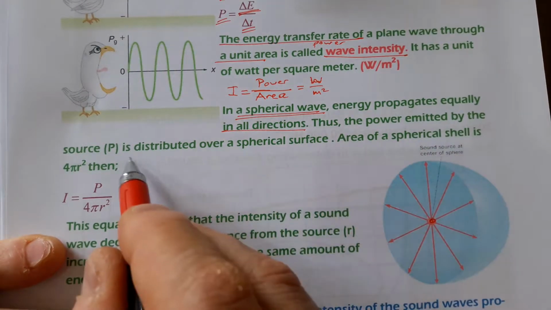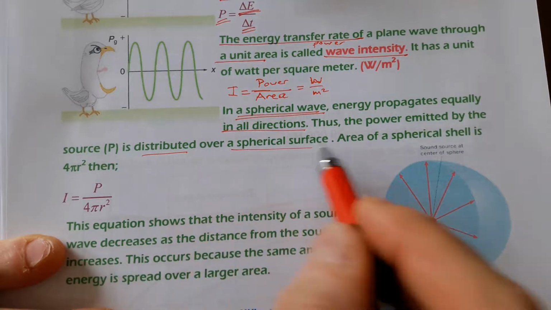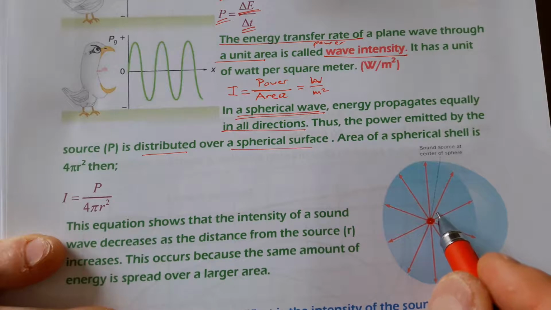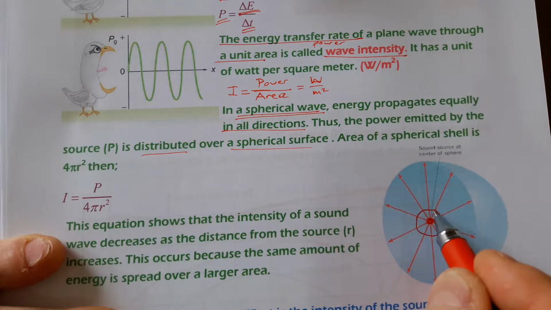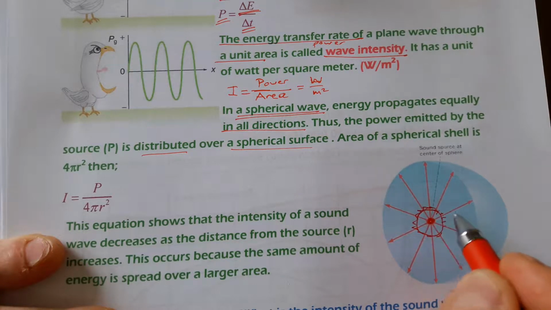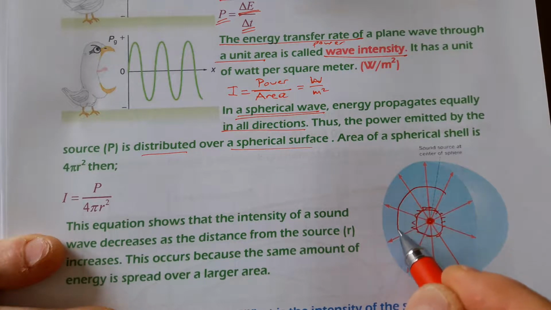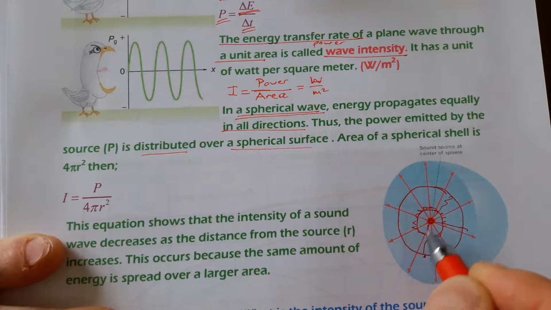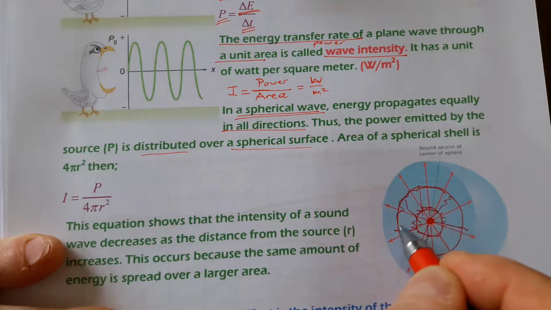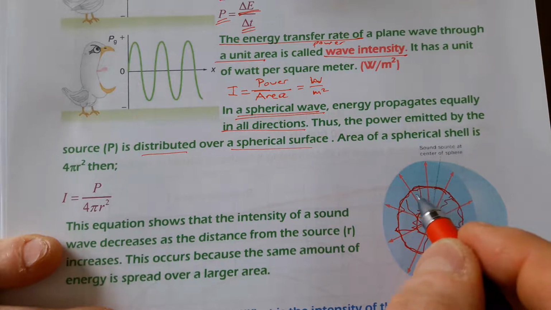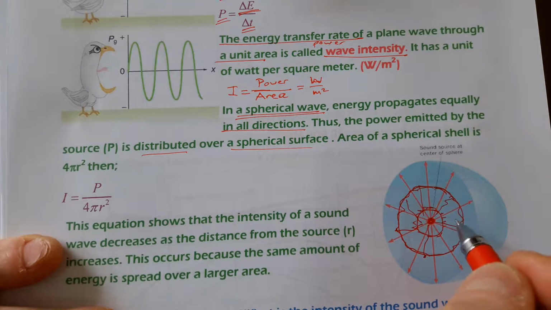Thus the power emitted by the source is distributed over a spherical surface. Say here is the speaker. As soon as the speaker starts producing sound, the initial sphere is small, so the area of that sphere will be smaller. But as the sound expands, this spherical area increases, and the same amount of sound is now distributed over a larger area. As the area increases, the intensity of the sound on the area will decrease.